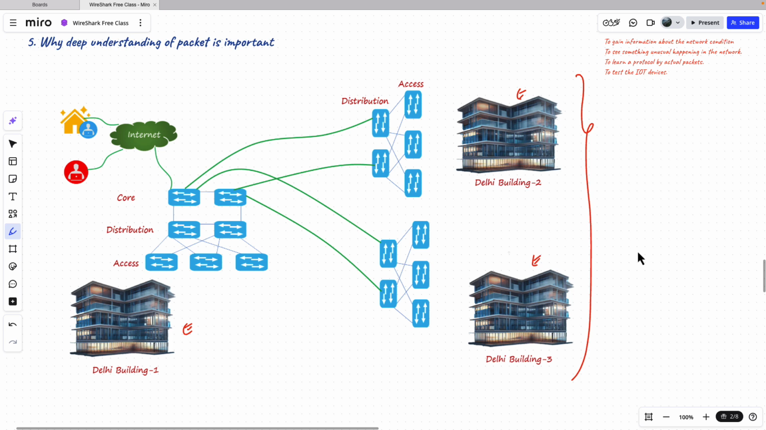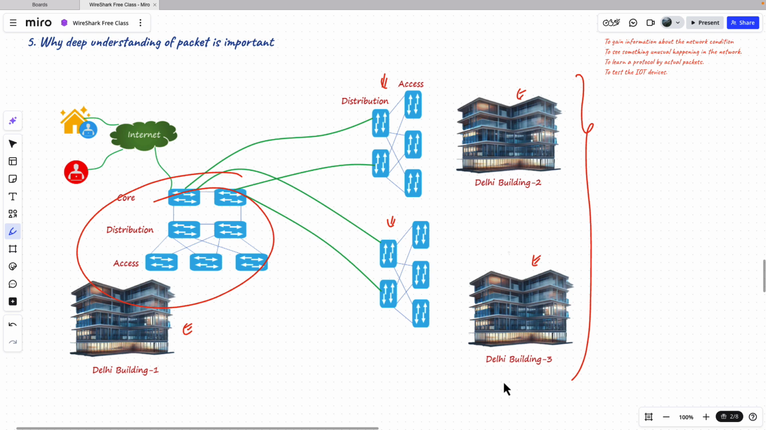I'll showcase you at the end of this class, right? So we have this network here, access and distribution, and most of the time a network engineer's problem is what exactly is going on, what exactly is happening in my network, right? So one thing is that with the help of WireShark, you can understand the network condition, right? What traffic flows are going over my network, right? And this can be done easily with the help of WireShark.